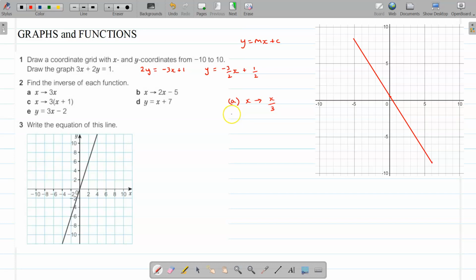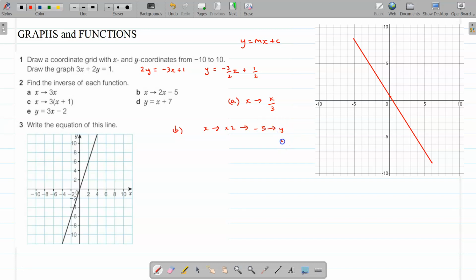The second one, B, is x maps onto 2x minus 5. Just follow the flow chart. Look, this is part B. I'll do it here. Okay, so we start with x. The first thing we do to it is times it by 2. Okay, so x times 2, and then we subtract 5, and it gives us our answer, which we'll call y.